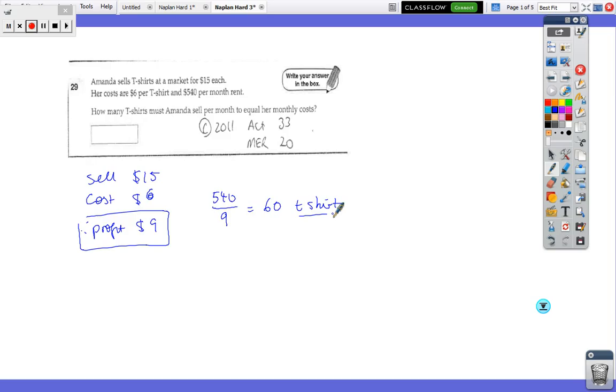We're making $9. We've already taken into account the cost, so the cost is 6. We're making a profit of $9, so we need to sell 60 t-shirts, and that will give us our monthly costs. Okay, next question.